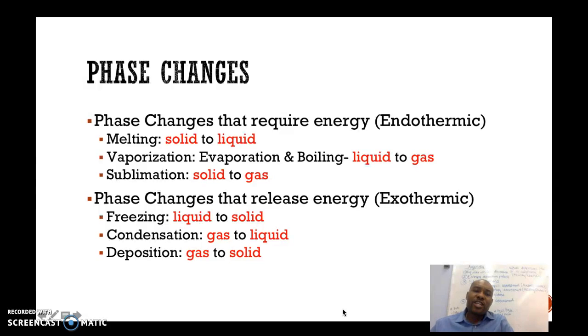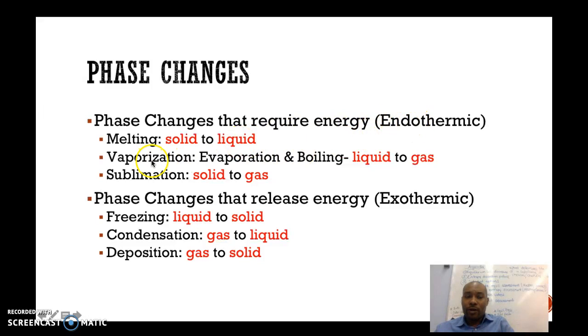Okay, so phase changes can either be categorized as an endothermic or exothermic process. These following phase changes require energy, or they're endothermic, or in other words, energy has to be absorbed in order for these things to happen. So if something is melting, like a block of ice, going from solid to liquid, that ice has to absorb heat energy in order to make the molecules move faster, to make it go from the solid state to the liquid state. So that's an endothermic process.